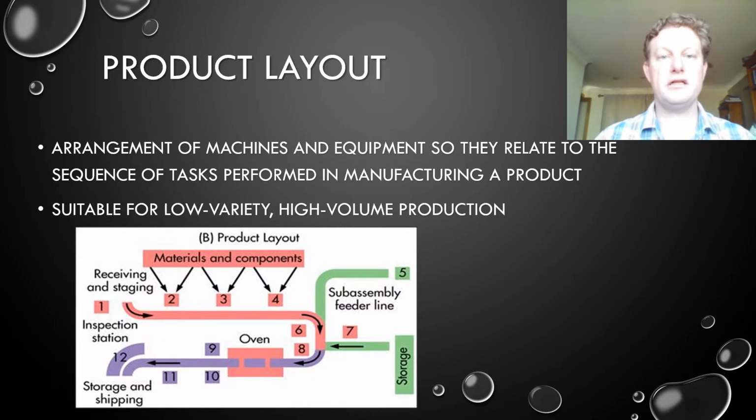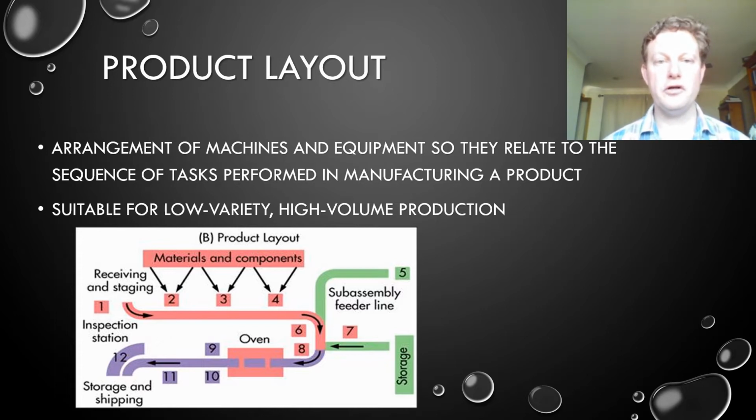On the other hand, product layout. Product layout involves an arrangement of machines and equipment so they relate to the sequence of tasks performed in manufacturing a product, suitable for low variety, high volume production. Now I tried to Google production line to try to get a good picture. I failed. I found this one though, which I think shows a production line.